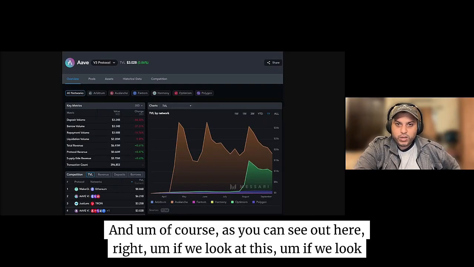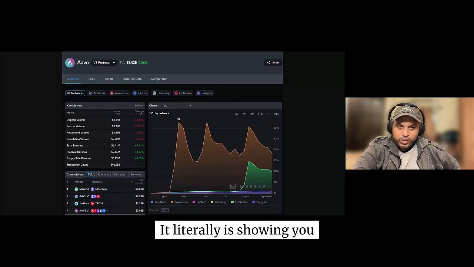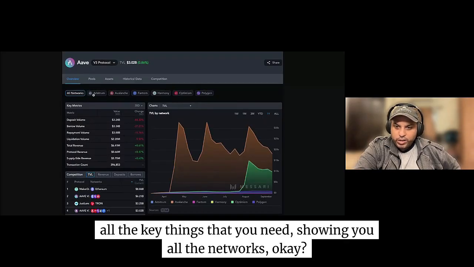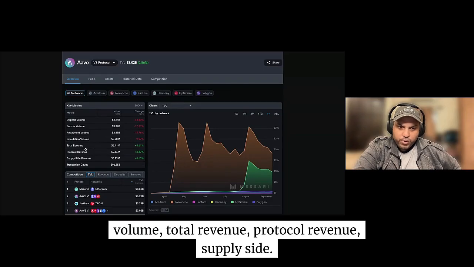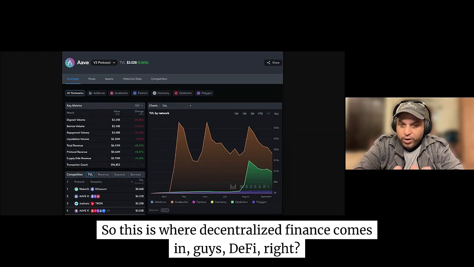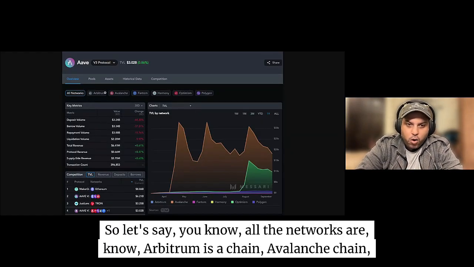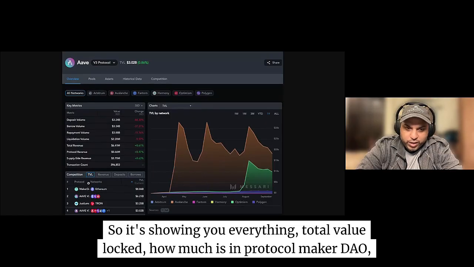If we look at an example here, here's a tracking tool. It literally is showing you all the key things that you need, showing you all the networks. It's showing you the deposit volume, borrow volume, repayment volume, liquidation volume, total revenue, protocol revenue, supply side. So this is where decentralized finance comes in, guys. DeFi, right? To understand it. So let's say the networks are Arbitrum, which is a chain, Avalanche chain, Fantom is a blockchain, Harmony is a blockchain, Optimism, and Polygon, right? So it's showing you everything.